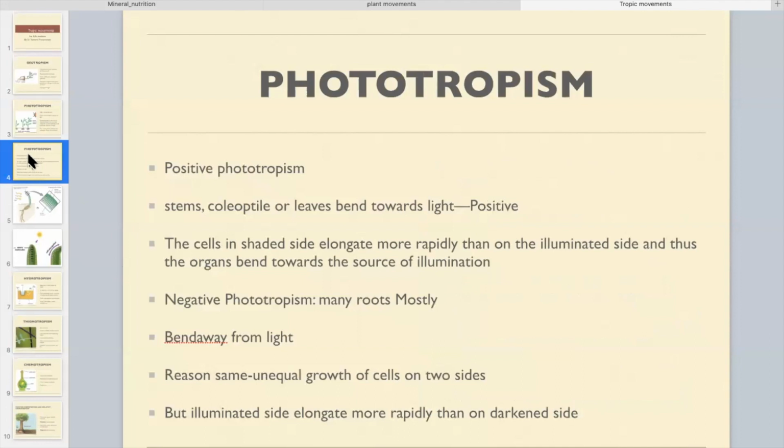tropic movement. Geotropism, phototropism. In phototropism you can see positive phototropism towards light and negative phototropism away from light. Some stems and leaves bend towards light, we call it positive. If they are moving away, we call it negative. So roots are examples of negative phototropism. They always bend away from the light. And what is the reason? The reason is the same, unequal growth of the cells on the two sides.